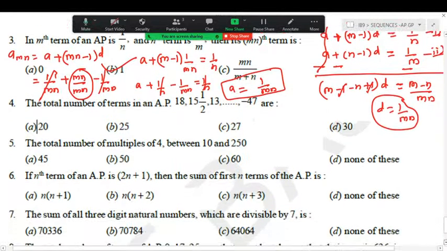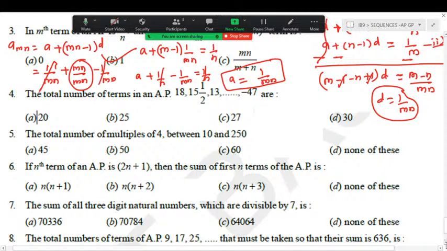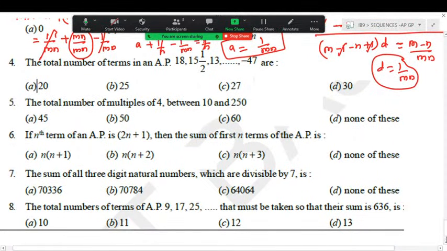Now I want you to take a screenshot of these questions and try to figure out the answers to all of them. Are you okay with this third question? Just take a screenshot of this and try to figure out the answers. I'm ending the session for today. Okay, take care. Bye bye.